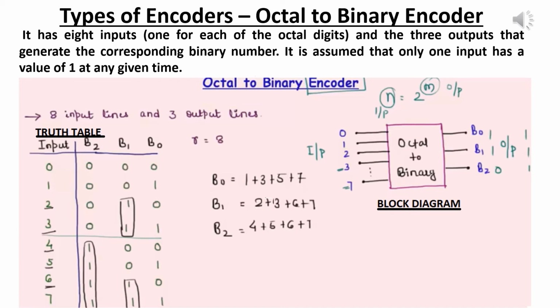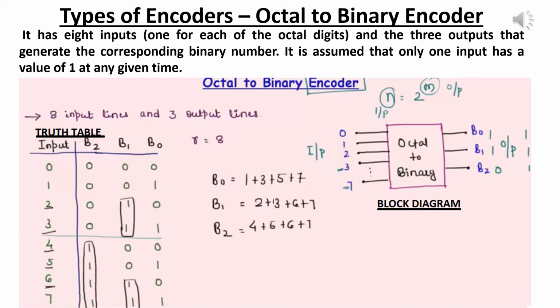In this truth table, you consider the inputs as 0 to 7 and the binary values as B0, B1 and B2. Now we are going to write the equivalent binary value for the given octal number. For 0, we can write it as 000. For 1, 001. And similarly for 7, you can write the equivalent binary value as 111.